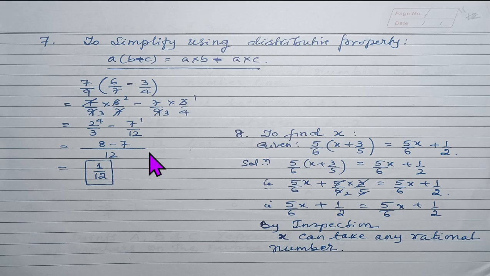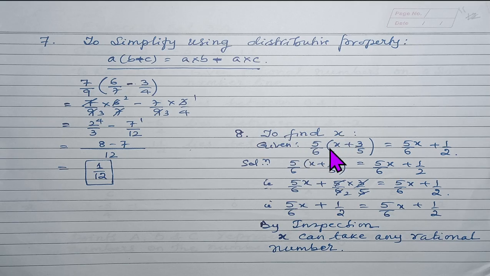So remember, this is also a distributive property, but here it is not addition but subtraction. Now to find x, you are given the example 5 by 6 in the bracket x plus 3 by 5 is equal to 5 by 6 x plus half. We have to find the value of x.